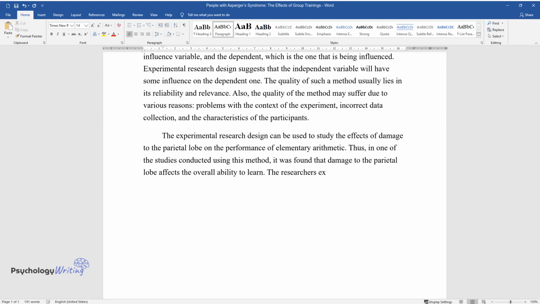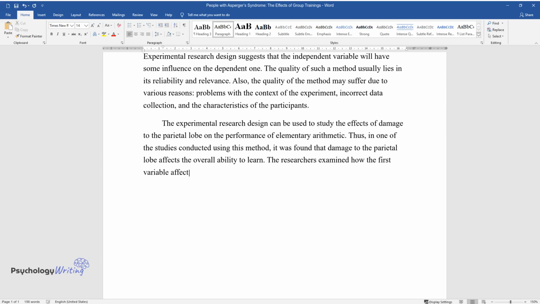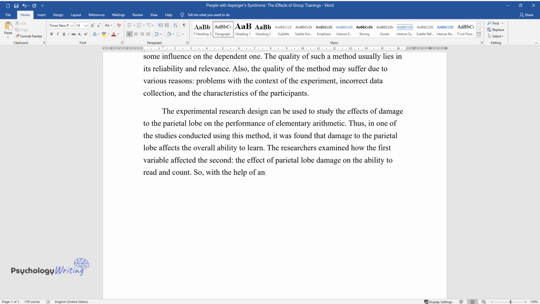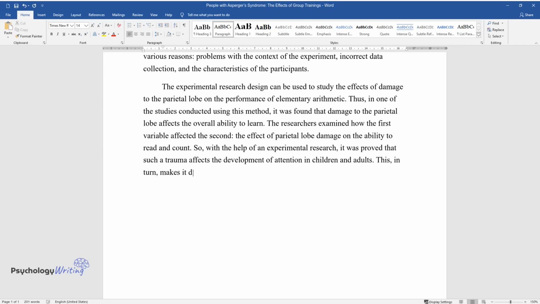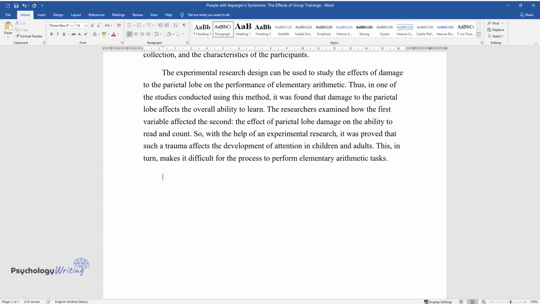The researchers examined how the first variable affected the second, the effect of parietal lobe damage on the ability to read and count. So, with the help of an experimental research, it was proved that such a trauma affects the development of attention in children and adults. This, in turn, makes it difficult for the person to perform elementary arithmetic tasks.